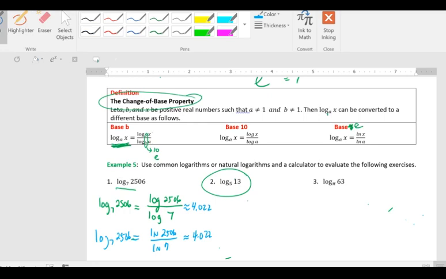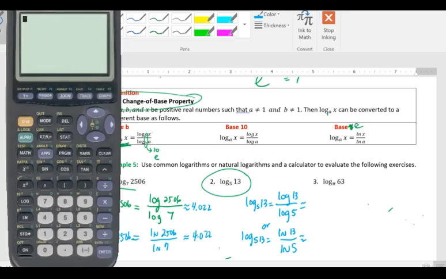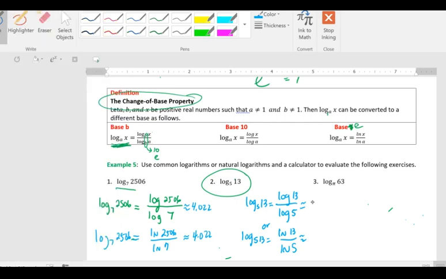Okay, so log 5 of 13 is going to be log 13 divided by log 5, or natural log of 13 divided by natural log of 5. So the answer, log 13 divided by log 5 is 1.594.